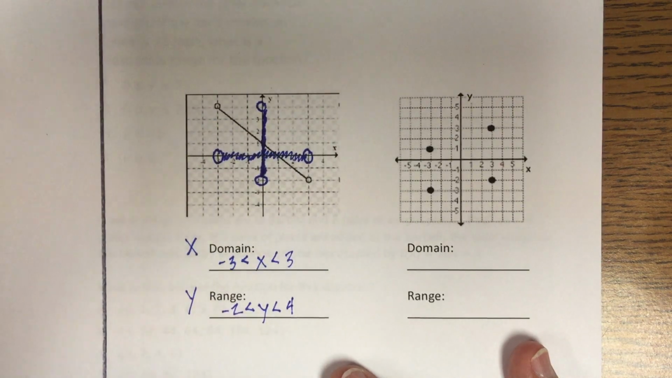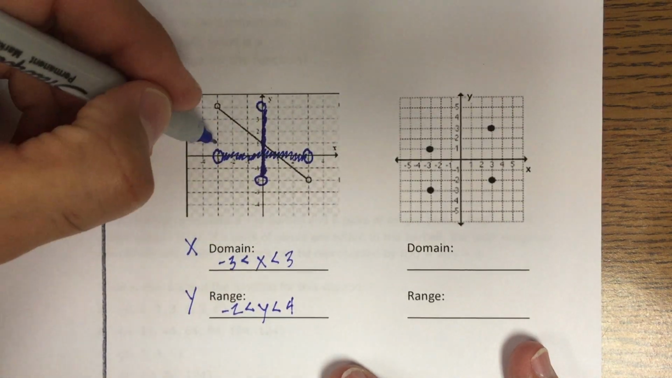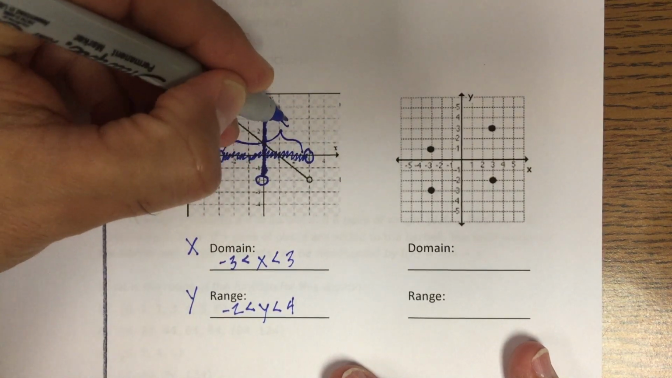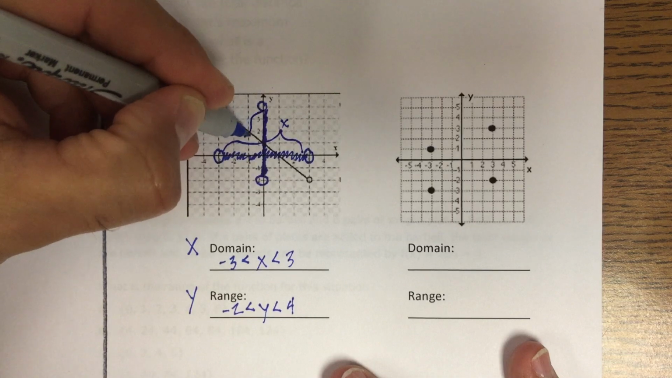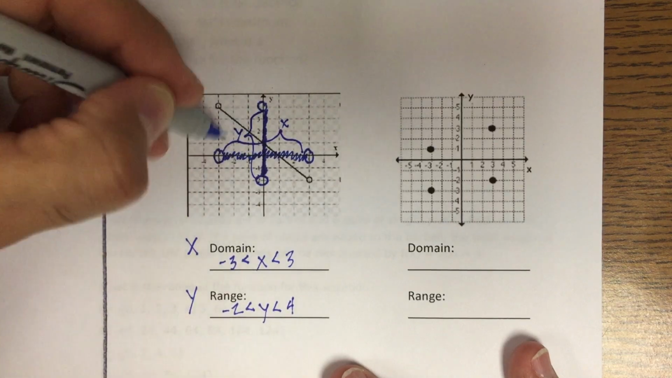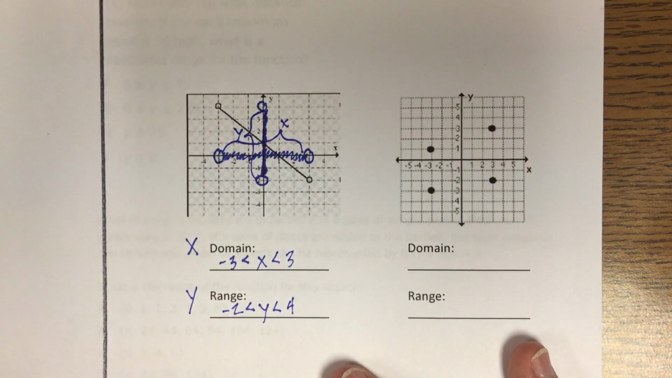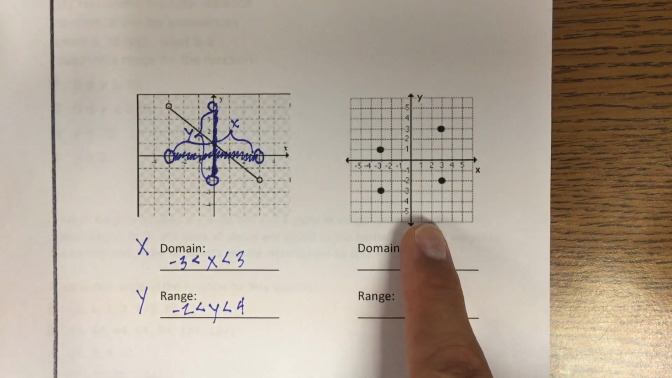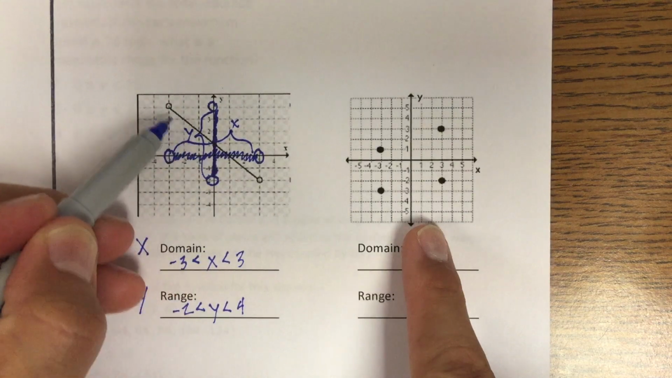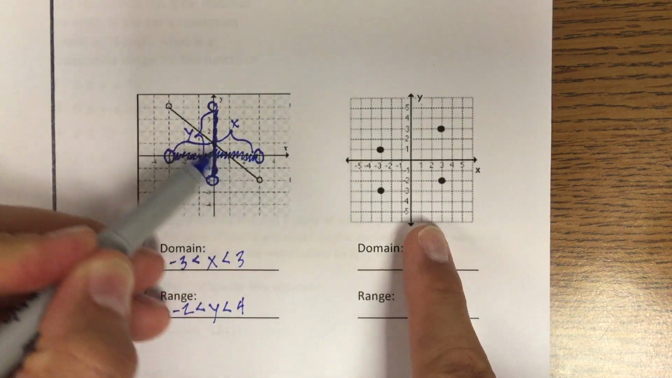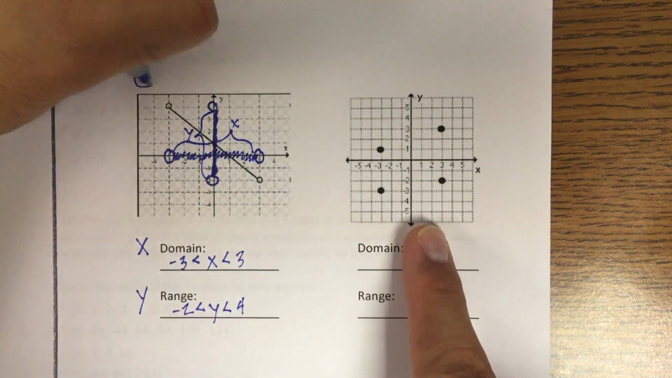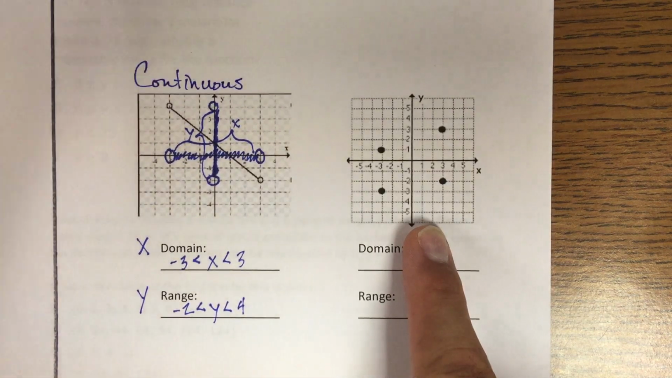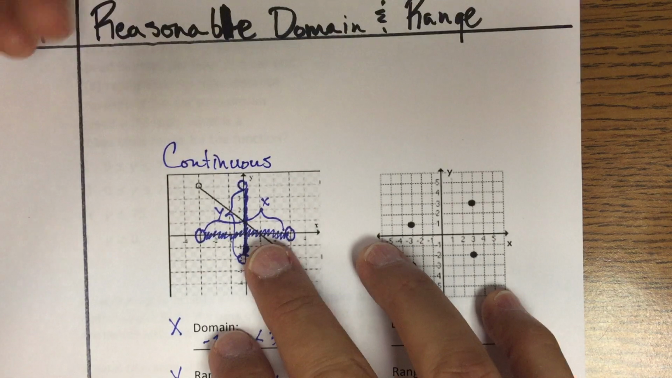So we can write the domain and range. The domain and the range is everything in between the endpoints. But we need to learn about how to find the domain and range of something that looks like this. Here, the line was continuous.